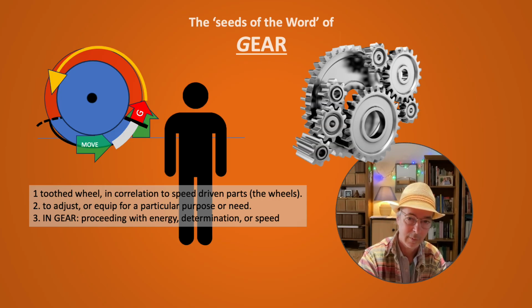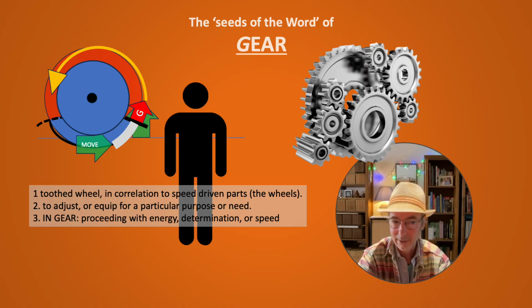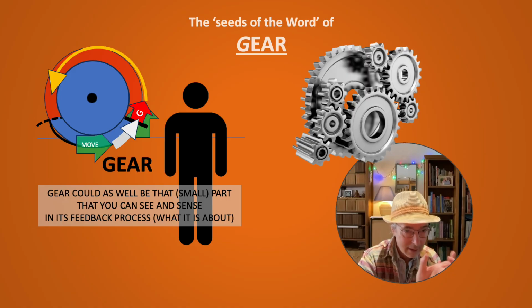We can read it in what it all means. It could be a toothed wheel in correlation with speed-driven parts in the wheels. It can also mean to adjust or equip for a particular purpose or need. Or in gear means proceeding with energy with the determination or speed. Gear could be just that idea.